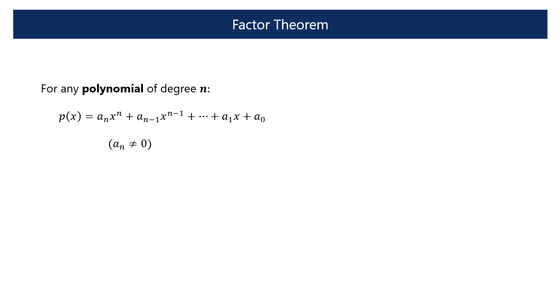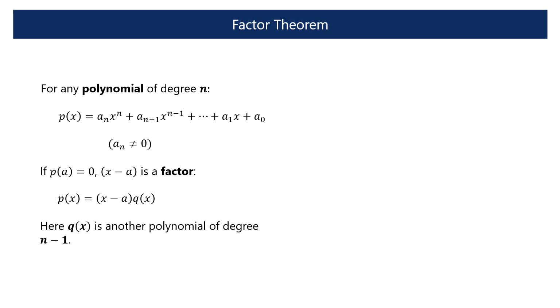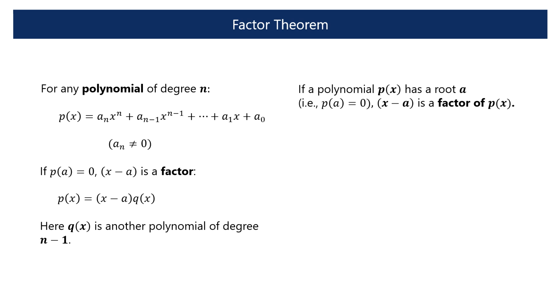First, let's understand the factor theorem. For any polynomial of degree n, this equation holds. If p(a) equals 0, x minus a is a factor, so p(x) can be expressed by this equation. Here, q(x) is another polynomial of degree n minus 1. If a polynomial p(x) has a root a, that is, p(a) equals 0, x minus a is a factor of p(x).